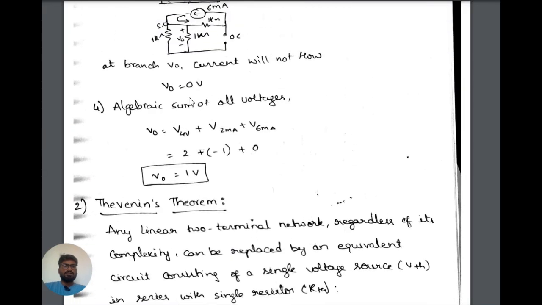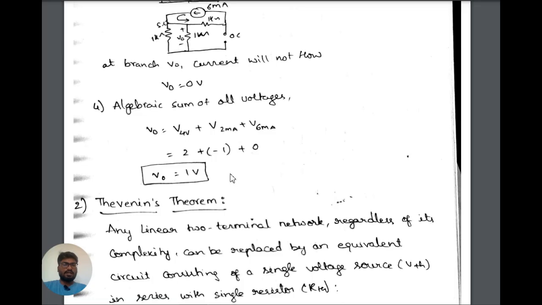So by doing the algebraic sum of all voltages, the voltage of 4 volts plus the voltage obtained with the 2 amp source and the voltage obtained with the 6 milliamp source, if we add up all of them, the output voltage is 1 volt.